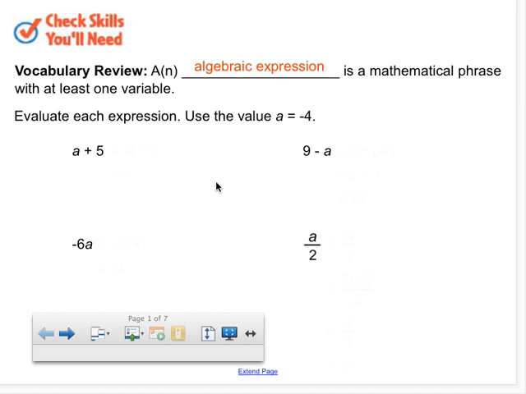All right, evaluate each expression. So let's walk through this first one. Bokar, go ahead. It's going to be, A is -4. Can you see the negative sign? So when we replace A, we get -4 plus 5. So what's that going to be?